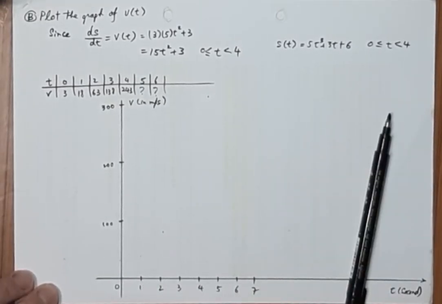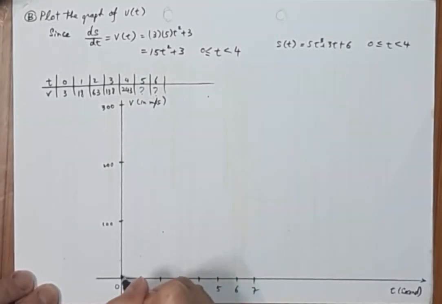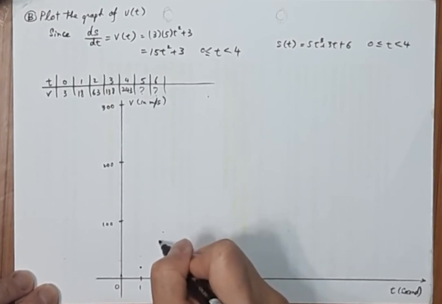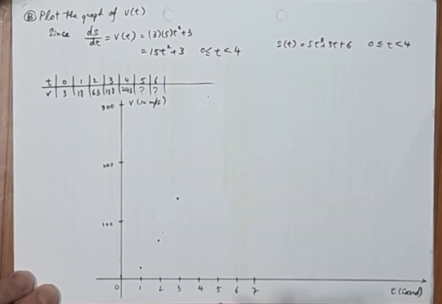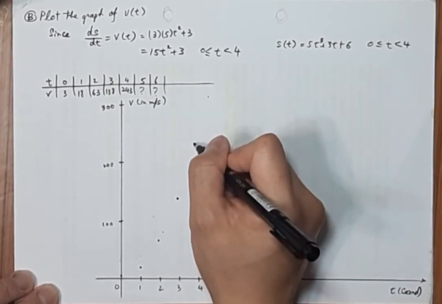When t is equal to 0, v is equal to 3, the point is around here. When t is equal to 1, v is equal to 18, the point is around here. When t is equal to 2, v is equal to 63, the point is around here. When t equals 3, v is equal to 138, the point is around here. When t equals 4, v is equal to 243, the point is around here.